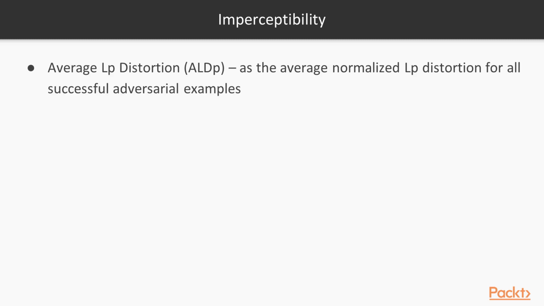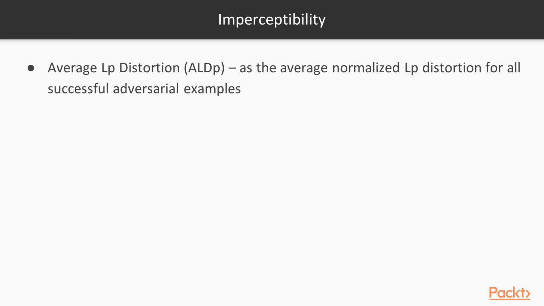The next measure is imperceptibility. It's hard to detect adversarial modification because you can have an attack with perfect misclassification rate, but it makes no sense when imperceptibility is high and anyone can see your modification. The first and most common measure is average LP distortion. Almost all existing attacks adopt LP norms distance as distortion metric for evaluation. The smaller the ALDP, the more imperceptible adversarial examples are.